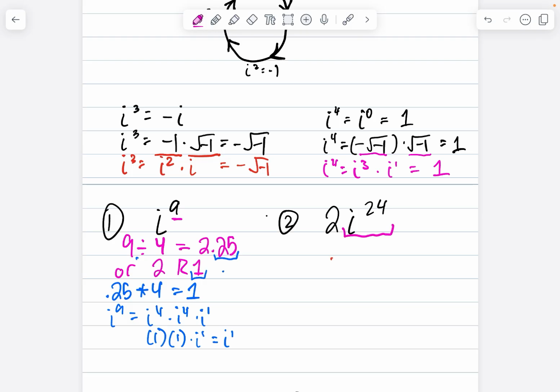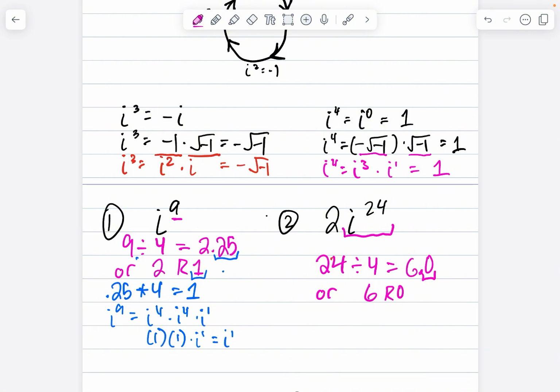First thing I want to do, I want to break down i to the 24. What I'm going to do is 24 divided by 4. Well, I'm going to get 6, so I have a remainder of 0. You'll get 6 remainder 0. There's no remainder when 24 is divided by 4.